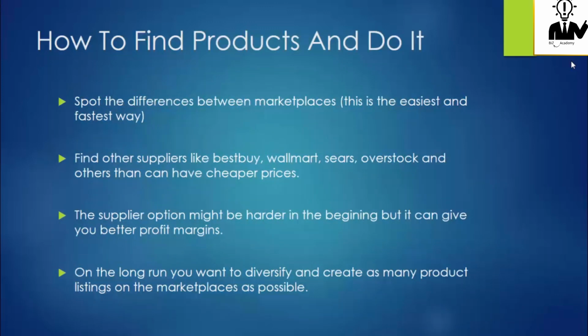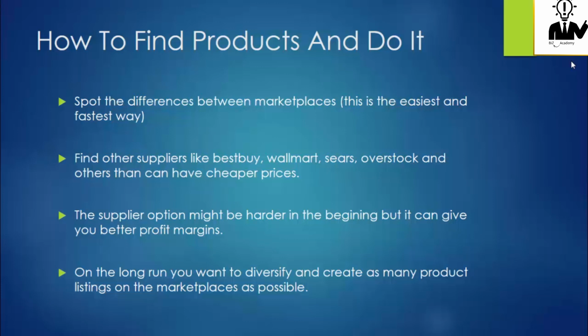Now, how to find the products and how to actually do this type of business. You spot the differences between marketplaces, and this is the easiest and fastest way. You look on all the big marketplaces: you go on Amazon and look, you go on eBay and look, you see which are the top selling products, and you see if there are price differences between the marketplaces, if somewhere the same product is sold for a higher price.